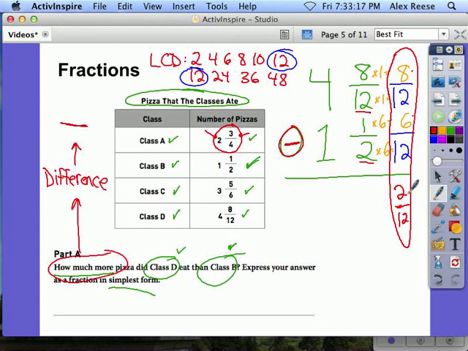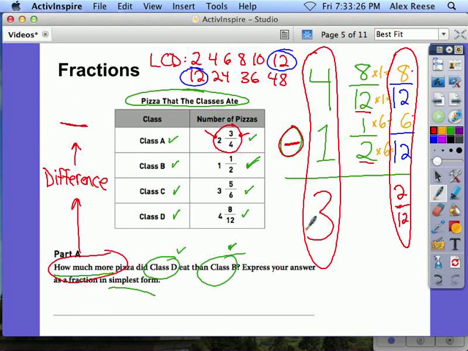Now a lot of 5th graders would stop this question right here. But we know that we can't forget our whole numbers, so we stretch another circle. 4 minus 1 is 3. So my answer now is 3 2/12. Now let me check back in with the question to make sure that I answered the question that was asked. How much more pizza did Class D eat than Class B? Express your fraction in simplest form.